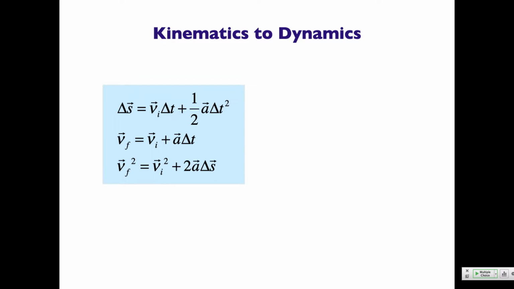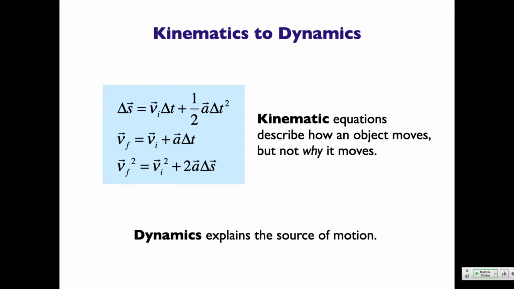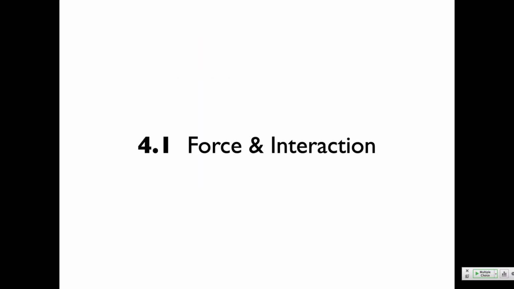Kinematics is just describing motion. Dynamics is why things move. So we've talked about how things move and what they do. Now we're going to talk about why they move, okay? So anytime you have an acceleration, it comes from a force, is the spoiler. So yeah, kinematics equations describe how an object moves. Now we're going to focus on why. So this brings us to our first section, which is force and interaction.